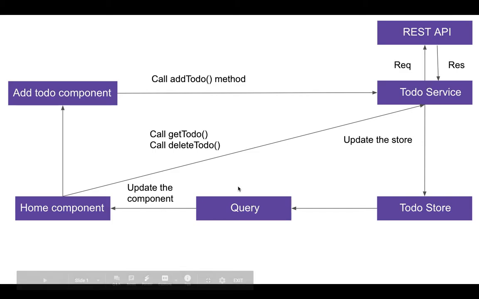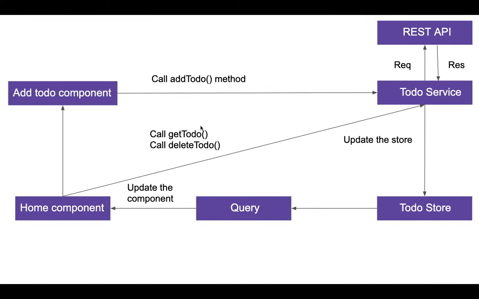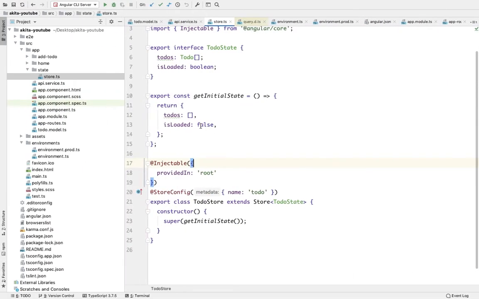What the query is, as I have explained in the previous video, is that we need some data from the store. So query is used to fetch that data from the store. If we go to the official documentation, it says that a query is a class offering functionality responsible for querying the store. Now the query is exactly the same as how you query data from a database, like select something from a table. But there we select the data from the database, but here we are selecting the data from the to-do store. So query is nothing but simply a class which extends a query class from the Akita module.